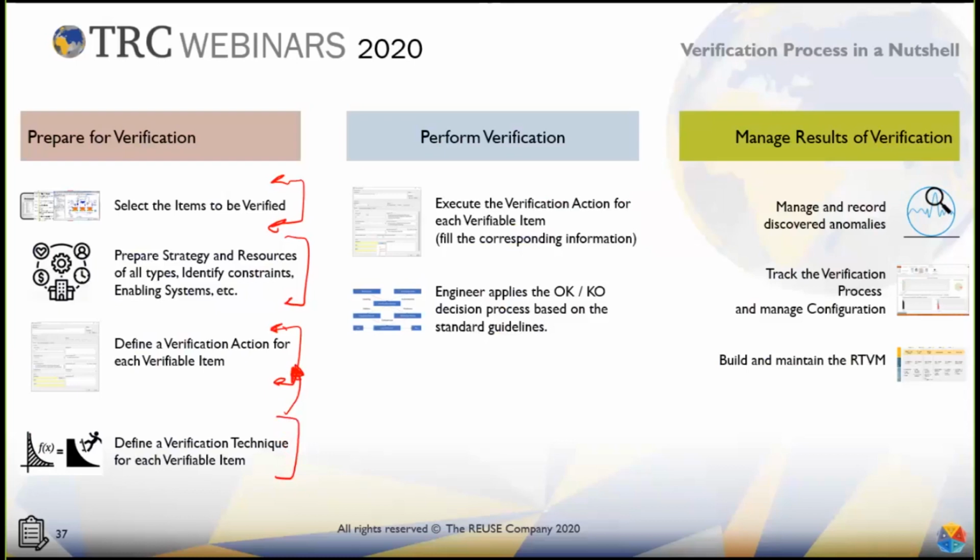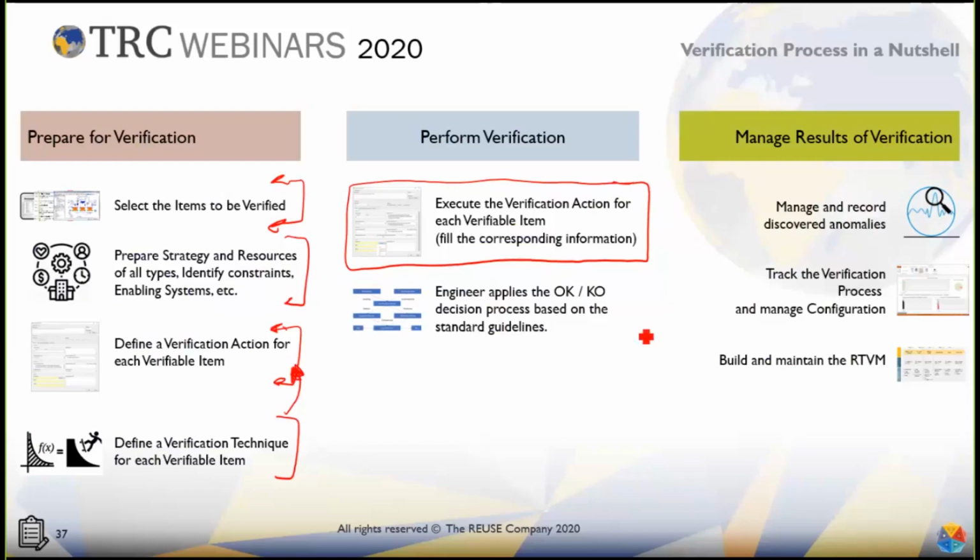Around performing verification, what you have to do is execute, populate, fill the information in the verification action. That's it. It's not more than that. Of course, you know more than me, so you know that you know more than that. This is a very expensive activity, but it is what at the end we have to do.